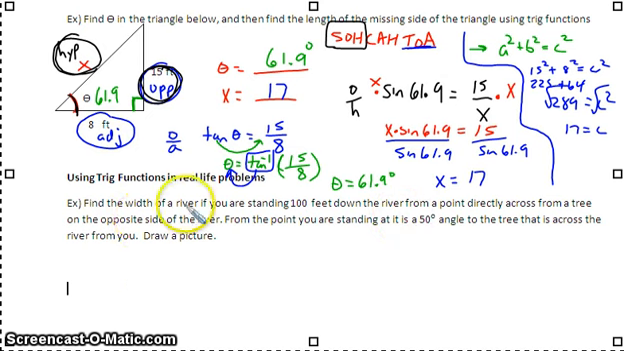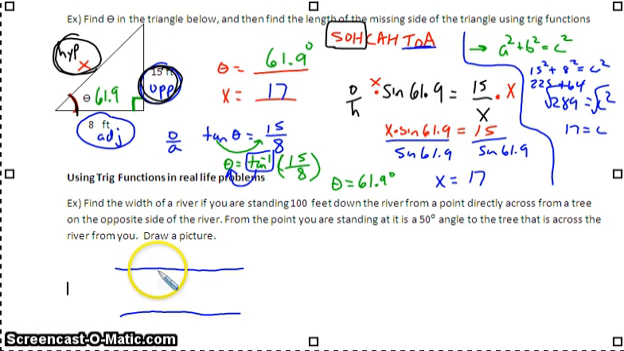Okay, so for my next example, it asks us to draw a picture to represent this scenario. It says find the width of a river if you are standing 100 feet down the river from a point directly across from a tree on the opposite side of the river. Okay, so kind of confusing, so let's first think about this.